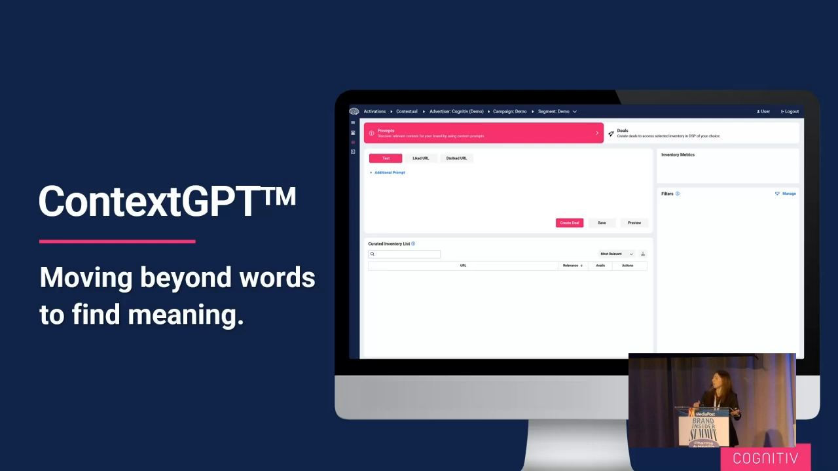And so instead what we do is we pass every URL on the internet through the GPT-4 large language model to understand it like a human would. So not just what words are on the page or not on the page, but really how are those words being used? What's the sentiment behind this page? Is this article written in a salesy way, in a sarcastic way?